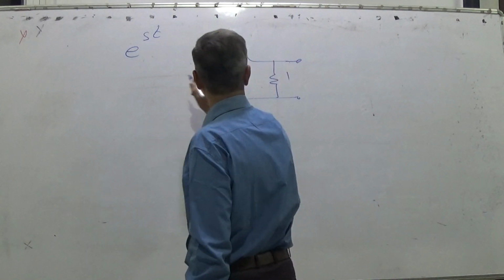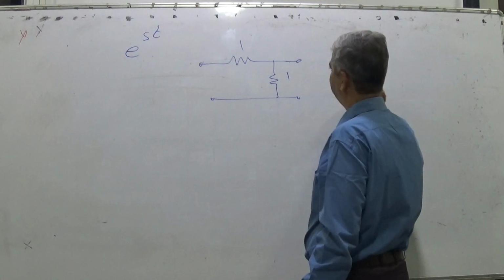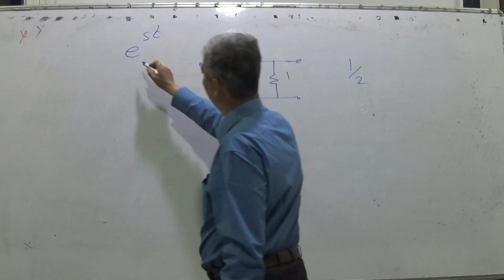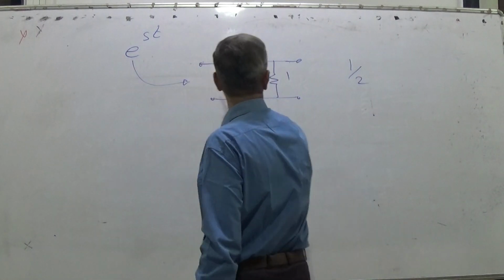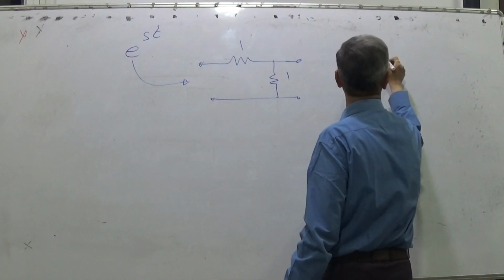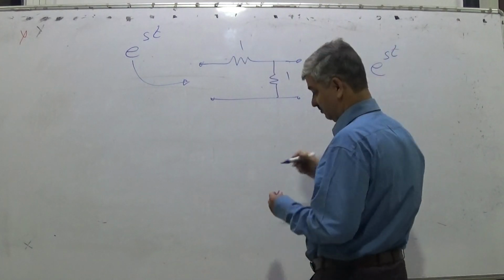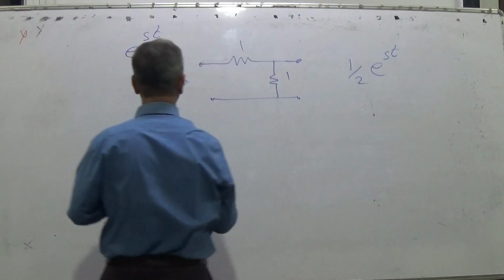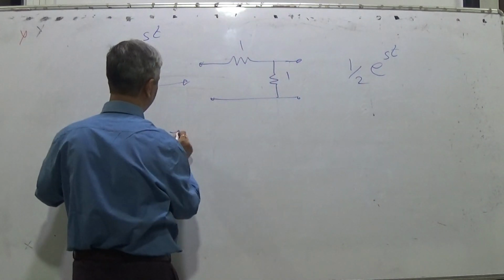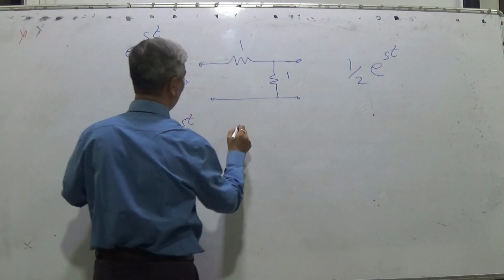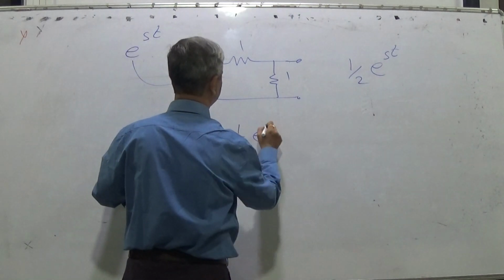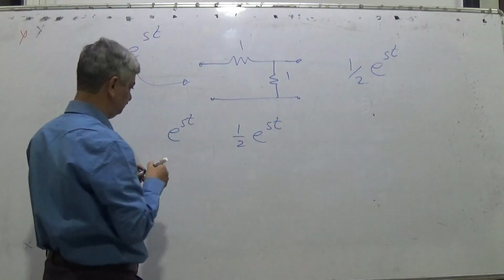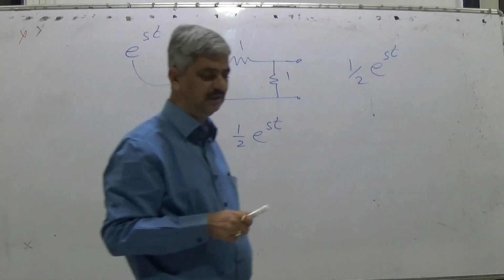1 1. So output is half. So if input is e raised to st, output is half e raised to st. So I'm trying my level best to explain. Everything is hypothetical. Input e raised to st, output half e raised to st.